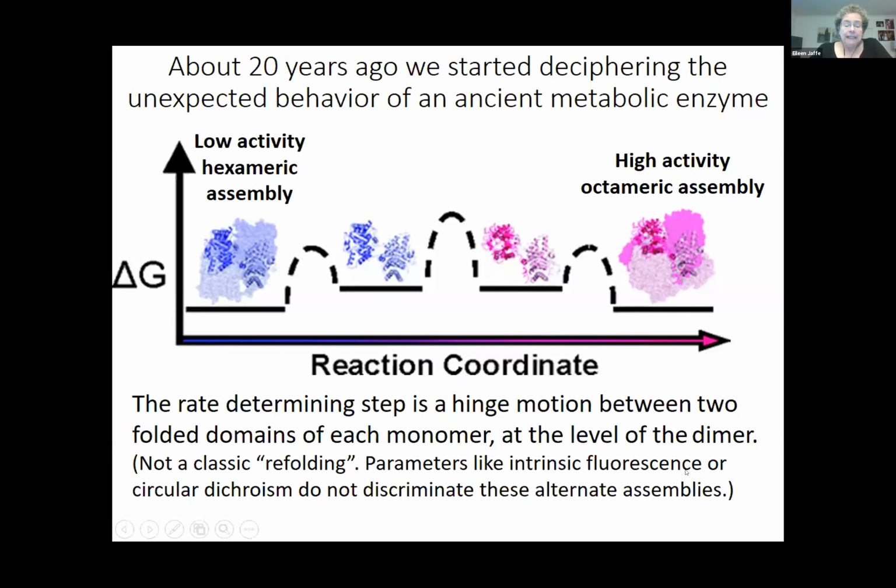So you'll notice that the classic idea of refolding isn't implied here. For instance, parameters like intrinsic fluorescence or circular dichroism didn't discriminate between these alternate assemblies. It was just a hinge motion. The other interesting characteristic is that the dimer wasn't easy to see. It was at 0.2%. So oftentimes when I talked about this, and I said, well, it has to go through a dimer, maybe your protein is the same, I would hear things like, well, I don't see a dimer, I don't see a smaller multimer. Well, we didn't see this either. We had to look really hard.